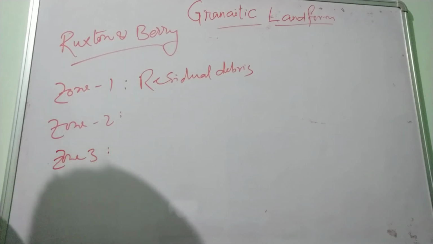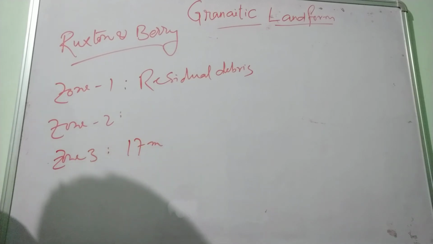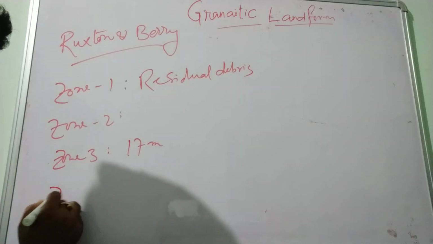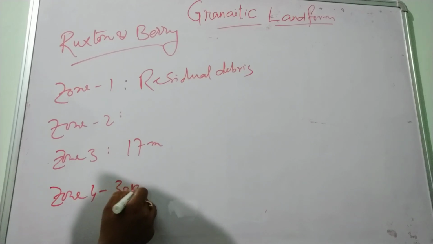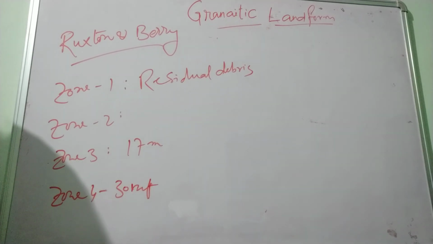Zone 3 may be up to 17 meters in height and contains slender core stones which are separated by partially decomposed grus and some residual debris. Zone 4 has a height of up to 30 meters or more and is partially weathered rock where the water has only just begun to open up the granite joints.